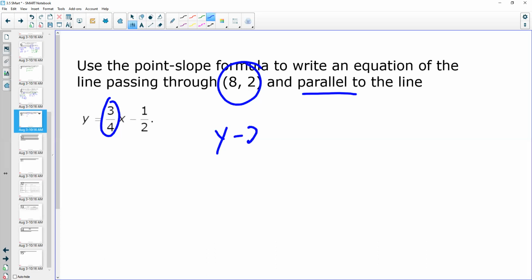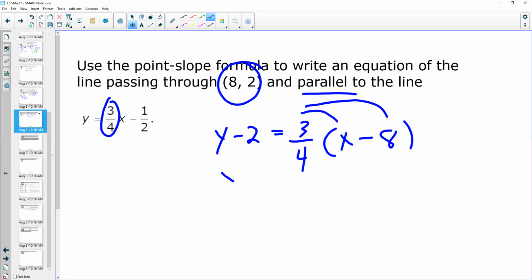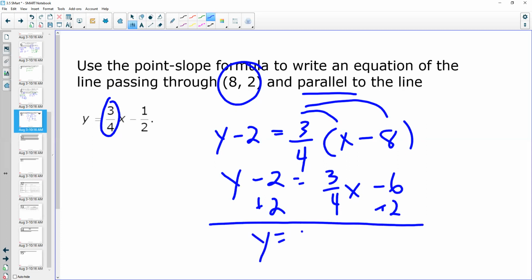I have y minus 2 equals 3/4. I'm going to use the same slope because they're parallel, x minus 8. And then it's just a matter of simplifying. And you know what? You will not die from distributing 3/4. You have a calculator. But I know it's going to be 3/4 x, and 3/4 of 8 is 6. And I'm just going to add 2 to both sides. I get y equals 3/4 x minus 4. Just checking my brain for a sec.